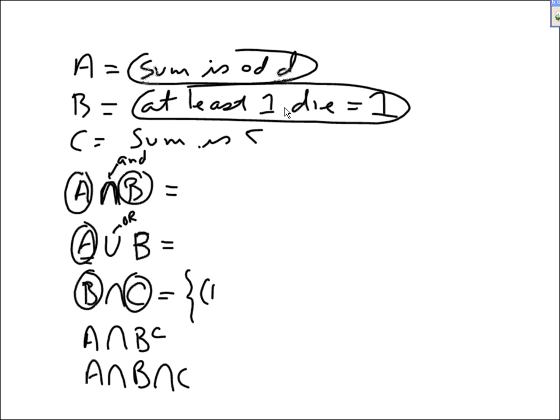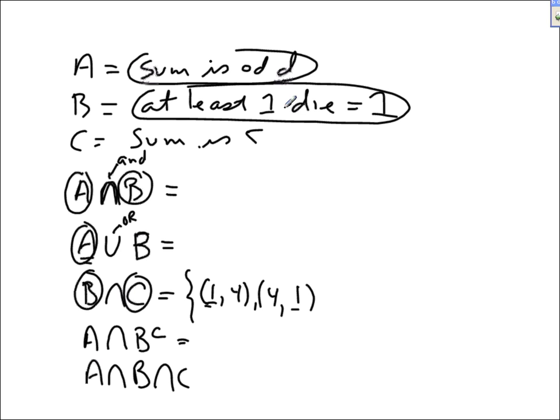Well, if the first one is a 1, then I have to get a 4. And that's the only way to get a 5 with a 1 here. If the second one is a 1, then the first one needs to be a 4. And if they're both 1s, that can't be, because 1 plus 1 just doesn't add up to 5. So that's the answer to that one. A and not B. A and B complement.